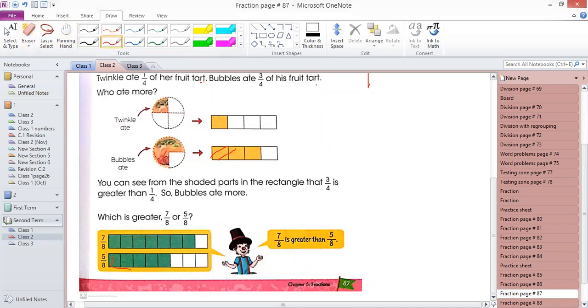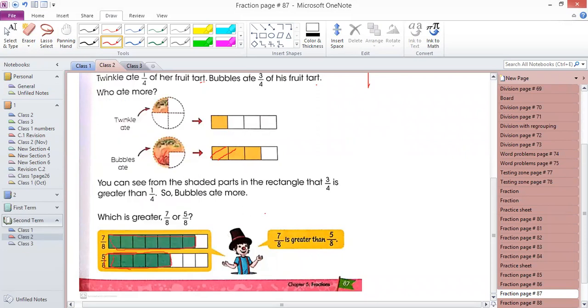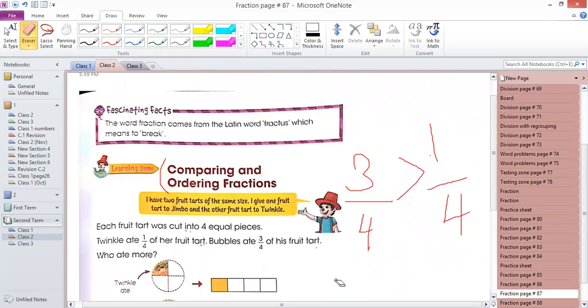You can see here 7/8 means 7 parts out of 8 parts, whereas 5/8 means 5 parts out of 8 parts. If it is a chocolate and your friend eats 7 parts out of 8 equal parts, and you eat 5 parts out of 8 equal parts, that means you are eating less and your friend is eating more, because 7/8 is bigger than 5/8.